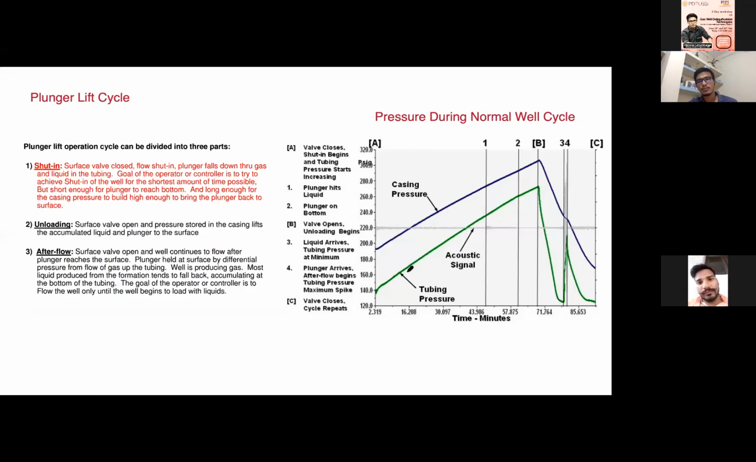and your tubing pressure will increase. This distance is how much liquid is loaded above the plunger. So this is the shut-in casing pressure minus the shut-in tubing pressure, which is the load pressure. And at one point, what you notice is this is the acoustic, the echometer.